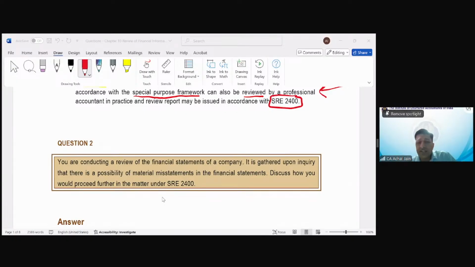Anybody else who can just add to this? Anyone else? Any more thoughts? Any different thoughts on this?